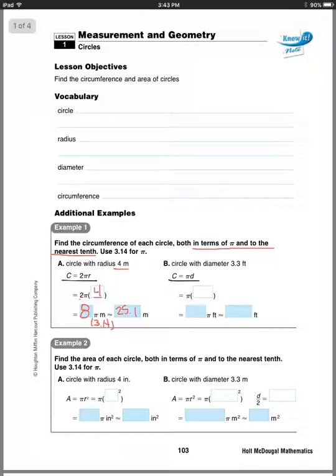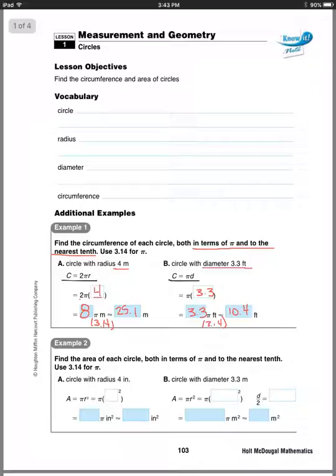A circle with a diameter 3.3 feet. Because it gives the diameter, we're going to use C equals pi d. We're going to put 3.3 in for diameter. And then to show in terms of pi, we're going to have 3.3 pi, because we don't have a 2 to multiply it by, because it's already given the diameter. And then if we wanted to round that to the nearest tenth, it would be 10.4 feet when we multiplied 3.3 times 3.14.